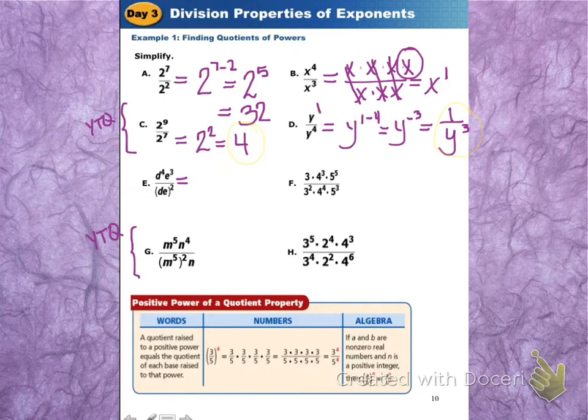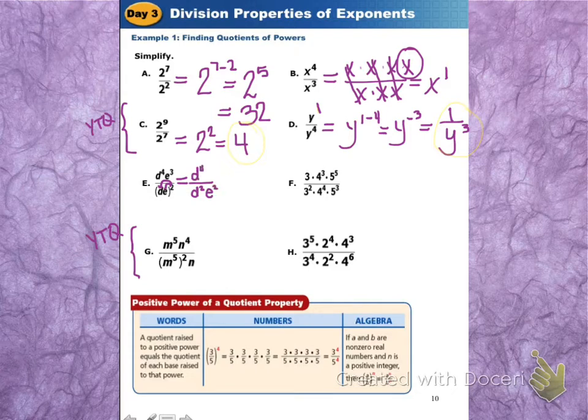So what I would do is take a look at this denominator, which has a product that's being raised to a power, and remember that means that the 2 actually will apply to both the e and the d, so we could simplify that denominator to d squared times e squared.